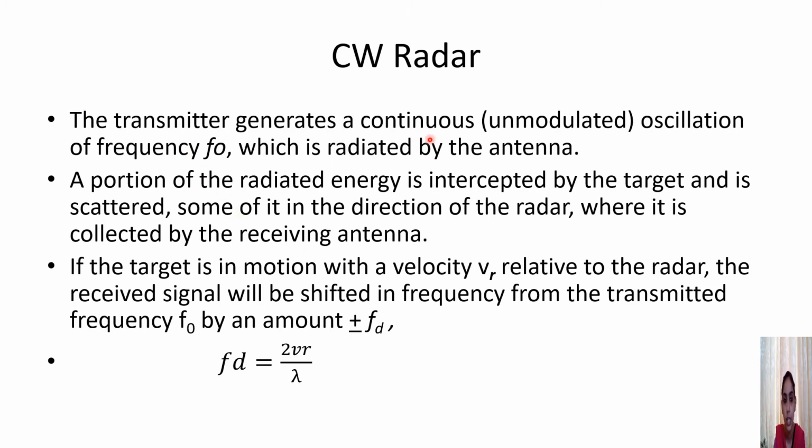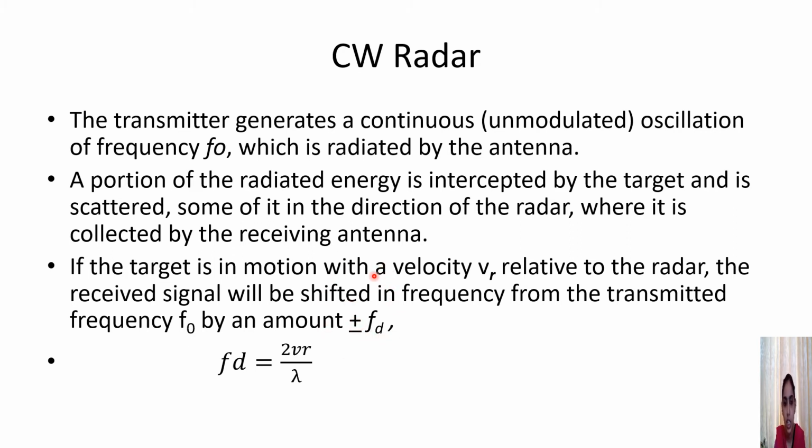So here is an explanation of the CW radar. The transmitter generates continuous or unmodulated oscillations of frequency f0, which are radiated by the antenna. A portion of the radiated energy is intercepted by the target and is scattered, some of it in the direction of the radar, where it is collected by the receiving antenna. So only some portion will be re-radiated back to the receiving antenna. And if the target is in motion, say with a velocity Vr relative to the radar, the received signal will be shifted in frequency from the transmitted frequency f0 by an amount plus or minus fd.